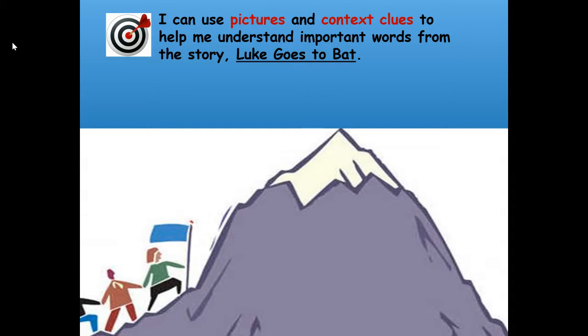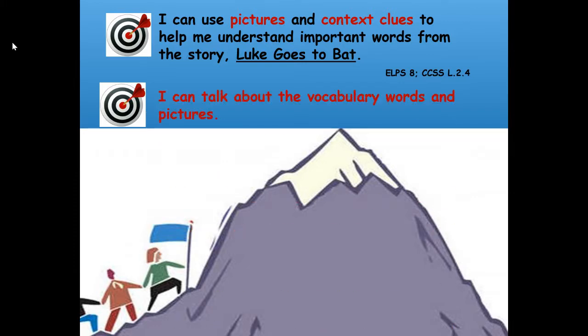So here are our learning targets. I can use pictures and context clues to help me understand important words from the story Luke Goes to Bat. Our second learning target is I can talk about the vocabulary words and pictures.